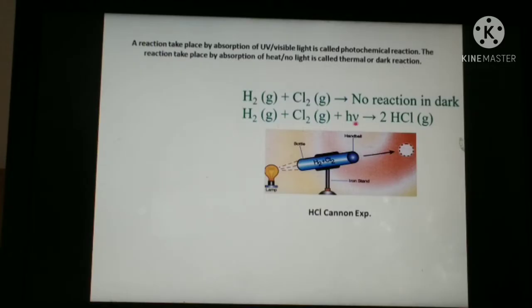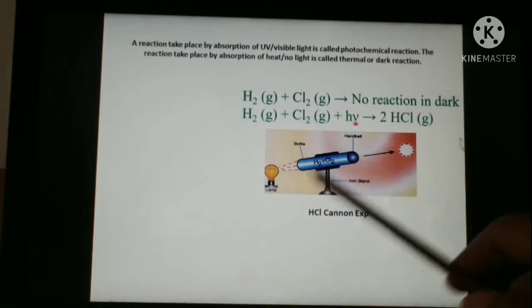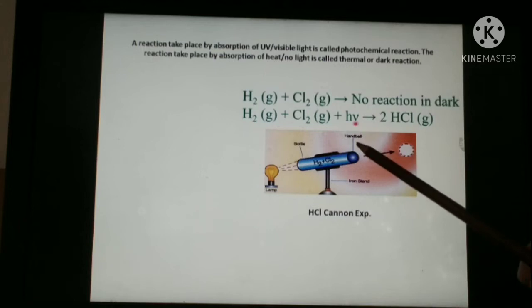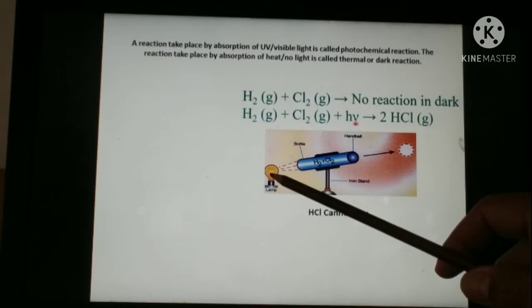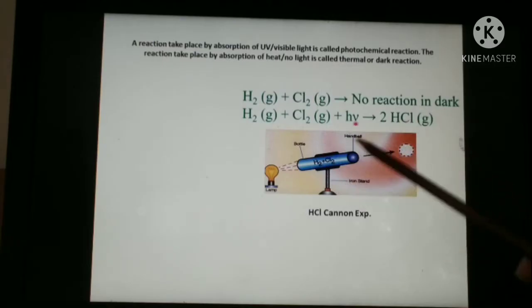So this is the famous HCl cannon experiment. When hydrogen gas and chlorine gas react in the dark, there is no reaction. But when we fill this bottle with hydrogen gas and chlorine gas and then irradiate with the lamp, and here we place a handball, after irradiation with the light it is converted into hydrochloric acid, and this is called the HCl cannon.